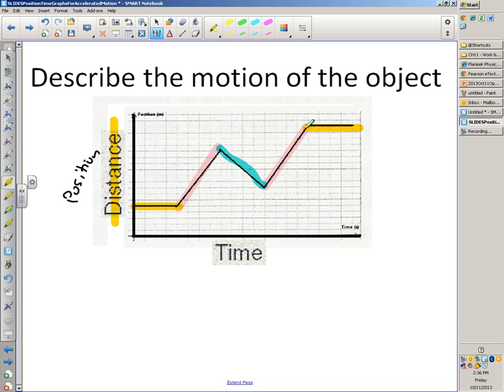First, when he's walking up to the board the first time, what can we say about his motion? It is a positive velocity. What else can we say about it? It's a constant positive velocity, because what do we see about the slope during this section? It's the same. But how does it compare to his velocity when he walks up to the board the second time?